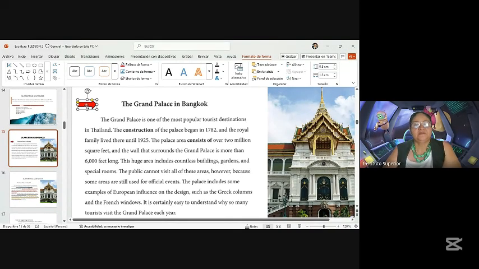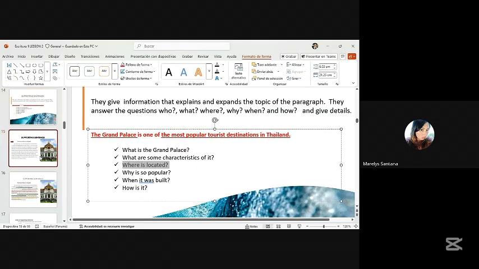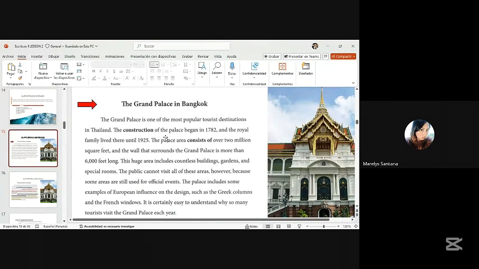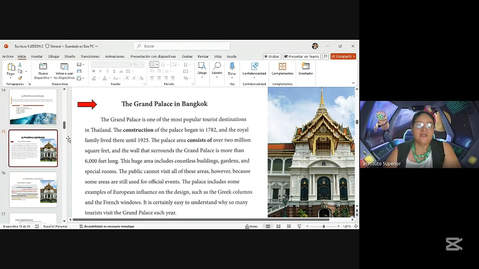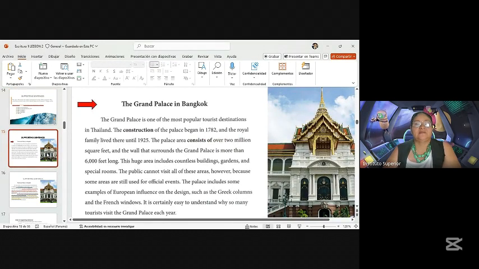Maybe. Where is it located? Also, okay. Professor, another characteristic is the combination of the Greek and French windows. Okay. So we have the other question. Where is it located? Thailand, no? It's in Thailand. Yes. It's located in Thailand.